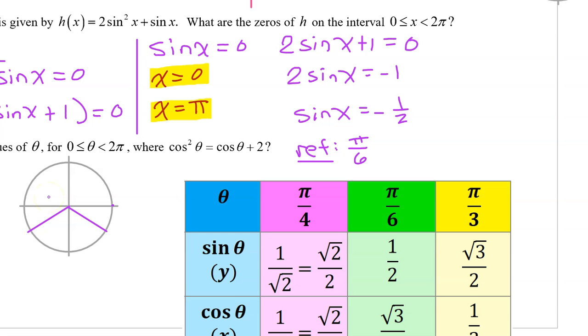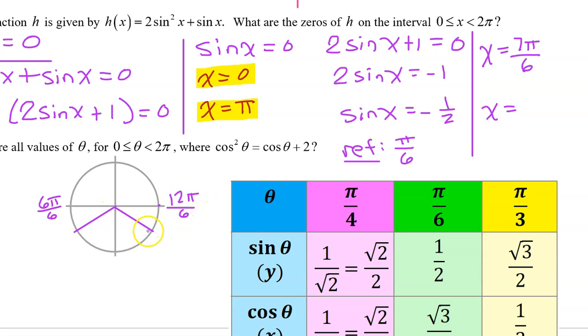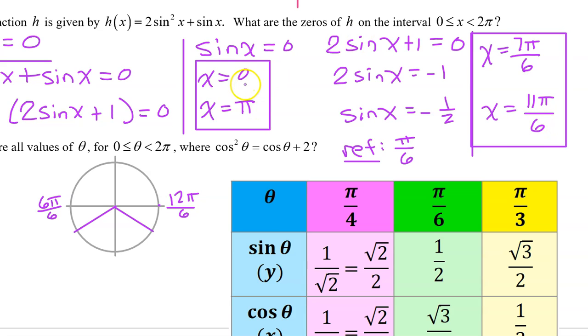We can think of pi as being 6 pi over 6. Therefore, this angle in the third quadrant is 7 pi over 6. We can think of 2 pi as 12 pi over 6. So this angle in the fourth quadrant is 11 pi over 6. These are the 4 zeros of h on the interval from 0 to 2 pi.